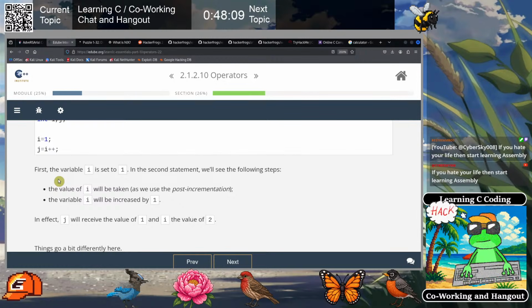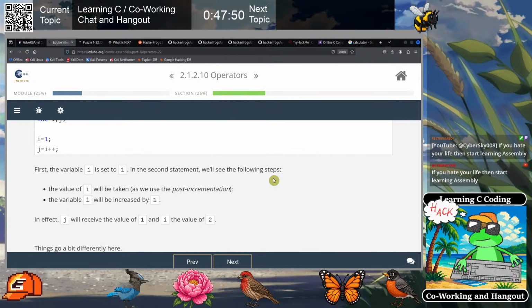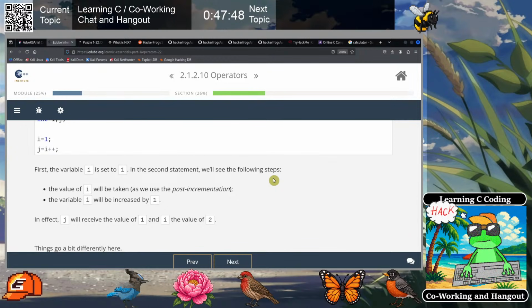If you hate your life, then start learning assembly. I mean, assembly is its own kettle of fish. I started learning some stuff about assembly, not very detailed stuff, just enough to start doing a little bit of binary exploitation, reverse engineering.